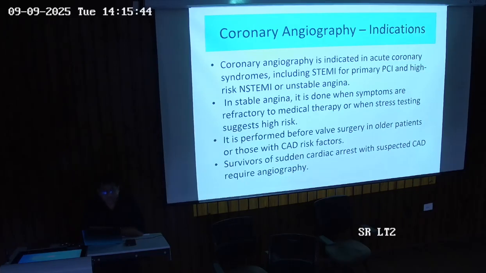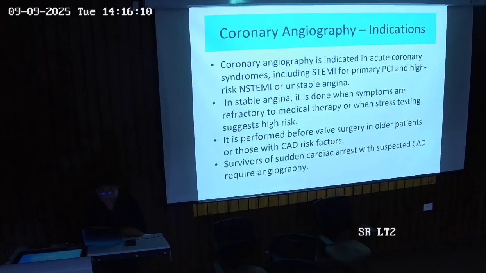Medical management is optimized with antiplatelets, vasodilators, nitroglycerin, and anti-anginal drugs such as morphine or opioids, but if the patient has recurrent chest pain not relieved by standard therapy, then we have to go for coronary angiography.